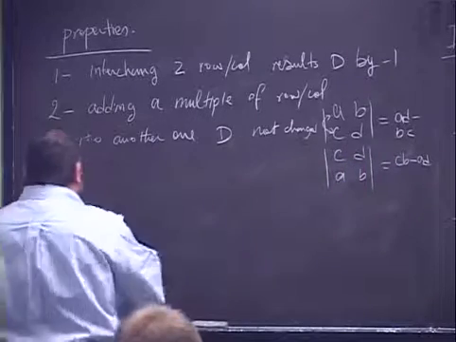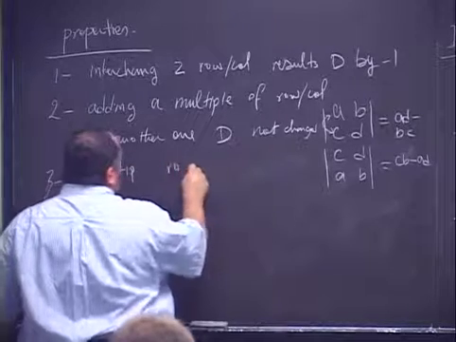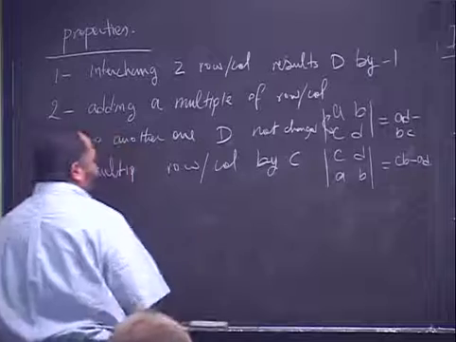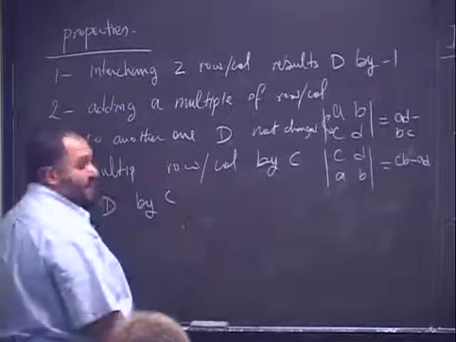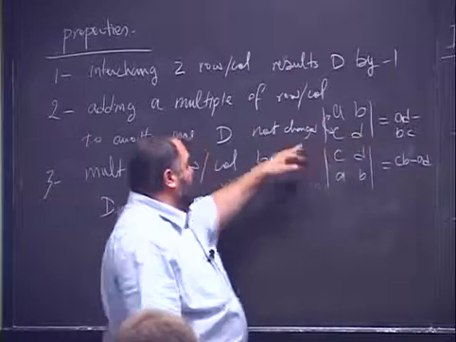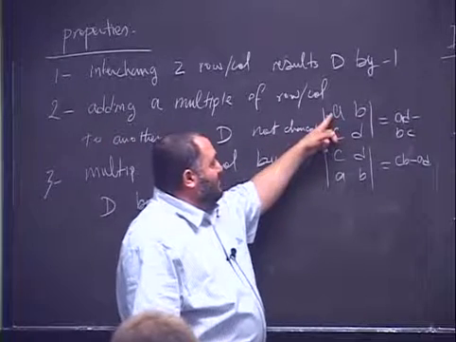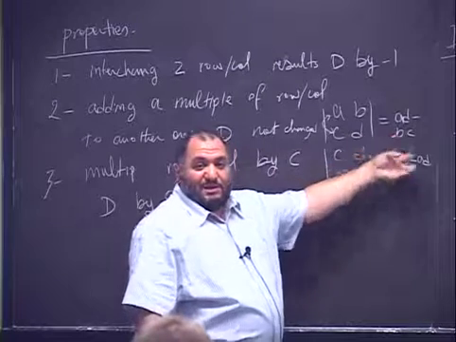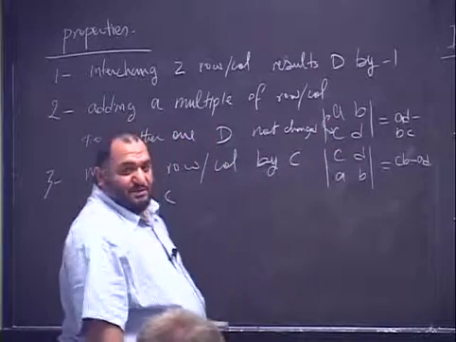If you multiply a row or column by C, for example, this will result in the determinant D multiplied by the same value C. Because if you multiply this row by C, A will be multiplied by C and B will be multiplied by C. So you take C as a common factor, and the whole determinant is multiplied by C.